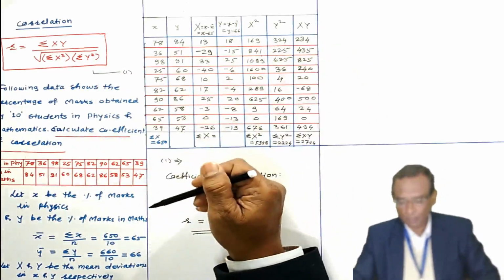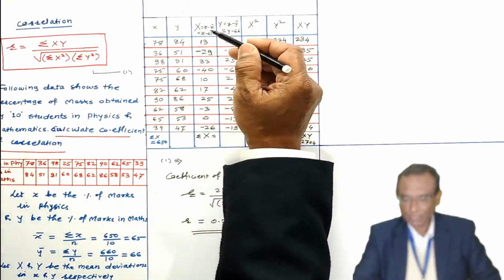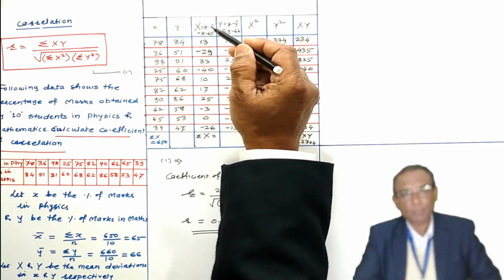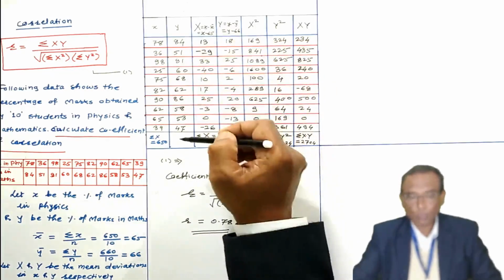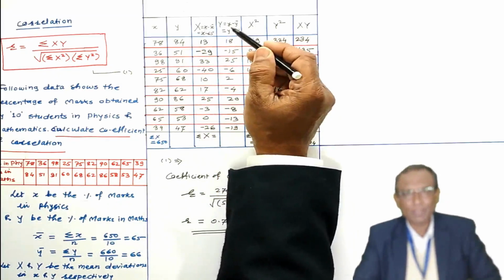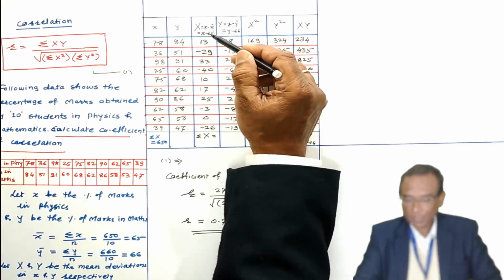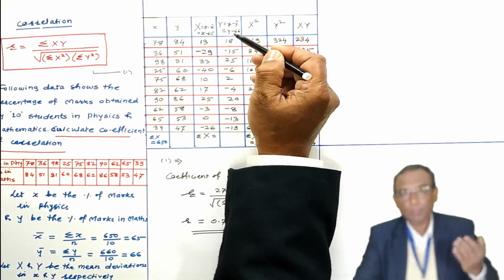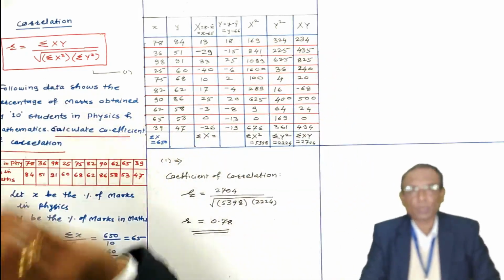But in this problem, I used mean deviation. This capital X is the mean deviation in x, capital Y is the mean deviation in y. X minus x bar, where x bar is the mean of small x, and y bar is the mean of small y. You may use u and v in place of capital X and capital Y also. Now x minus x bar, where the mean of x entries is 65, and y minus 66, where 66 is the mean of y values. So using mean deviation, we use this shortcut formula.